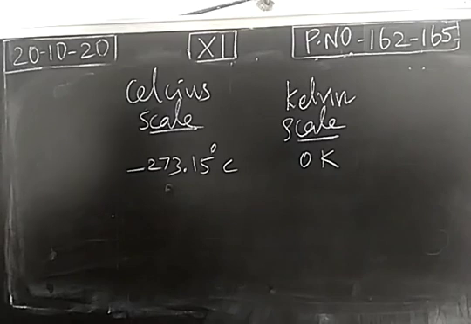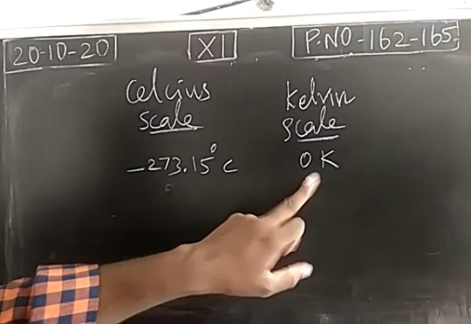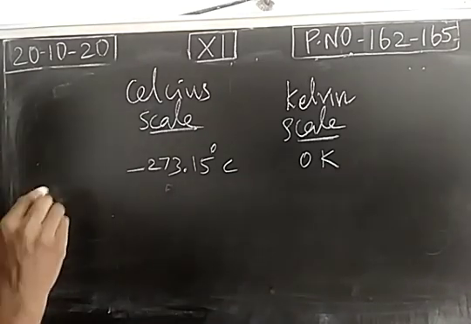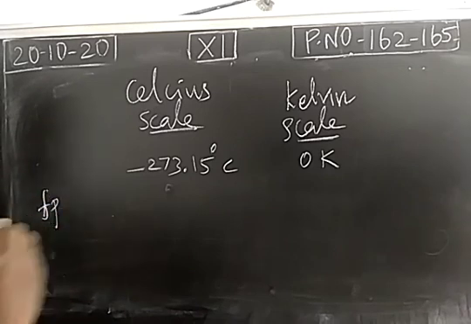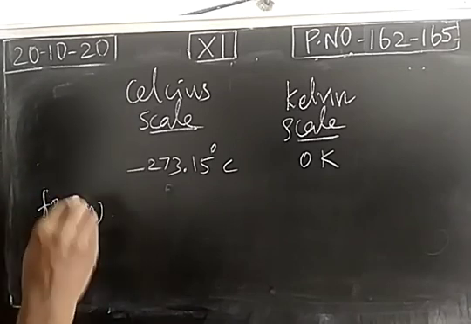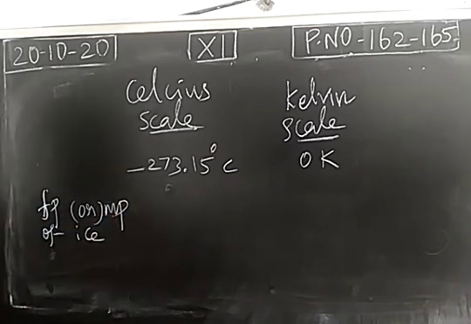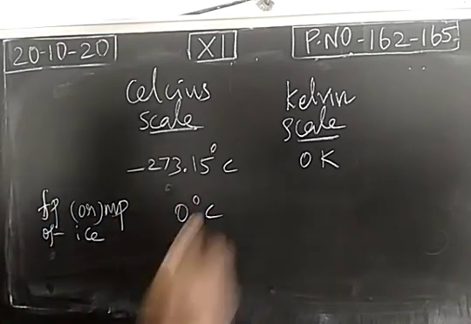Minus 273.15 degrees Celsius is taken as 0 Kelvin. So in the Kelvin scale, the starting point will be 0 Kelvin. Take water: the freezing point or melting point of ice is 0 degrees Celsius, isn't it?